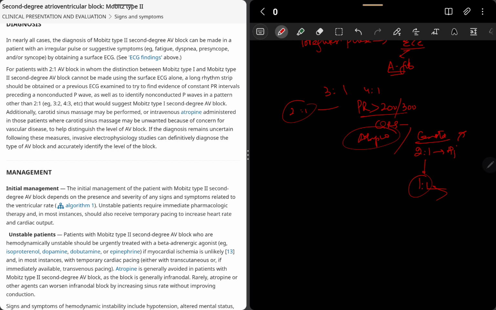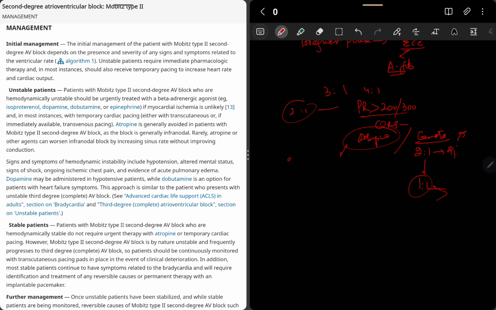And if atropine is given, atropine can convert the 2:1 pattern to a 3:1 pattern. That means improvement. More P waves are now conducted to the ventricles, then it is suggestive of Mobitz type 1 block, or Wenckebach type of block.